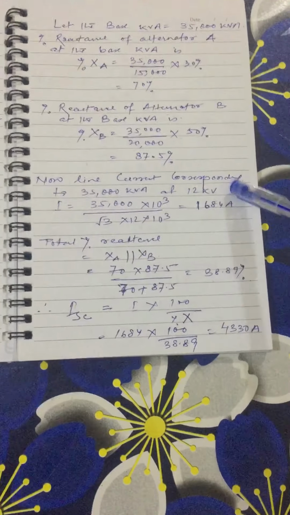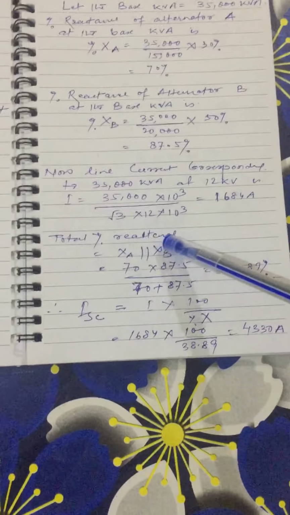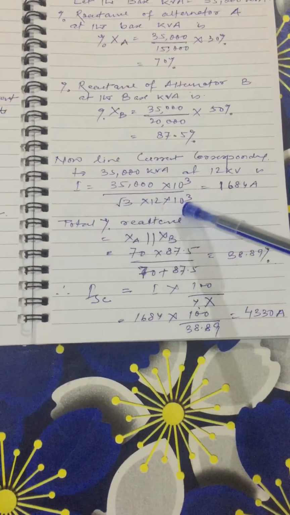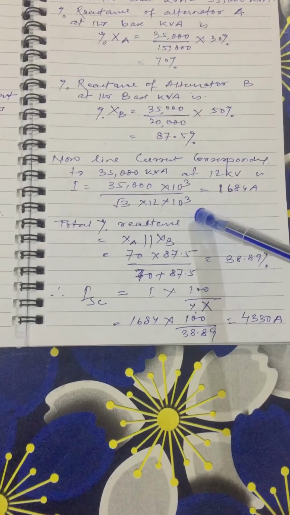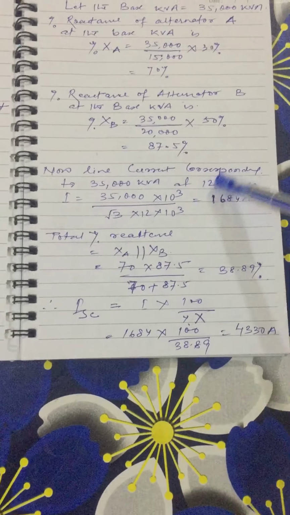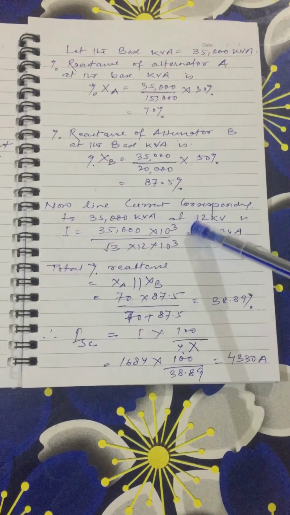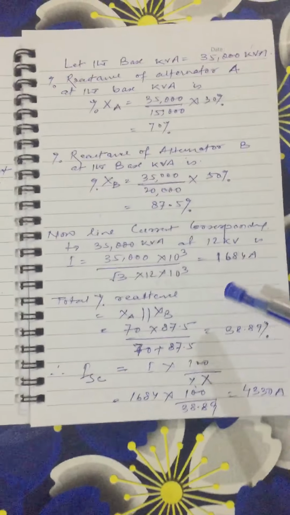Now we have to calculate the line current on the base kVA. It will come as 35,000 divided by root 3 into VL. Our VL is 12 into 10 to the power 3, so it will come as 1684 amperes. Now this 1684 is the line current on the base kVA, and we have the percentage reactance on the base kVA.